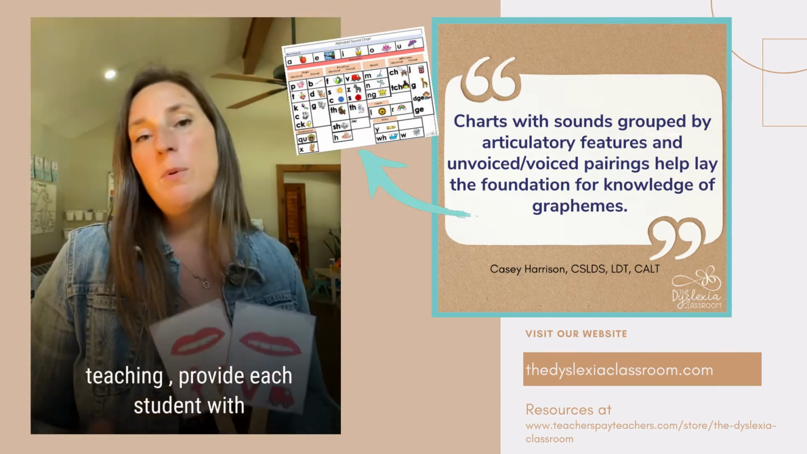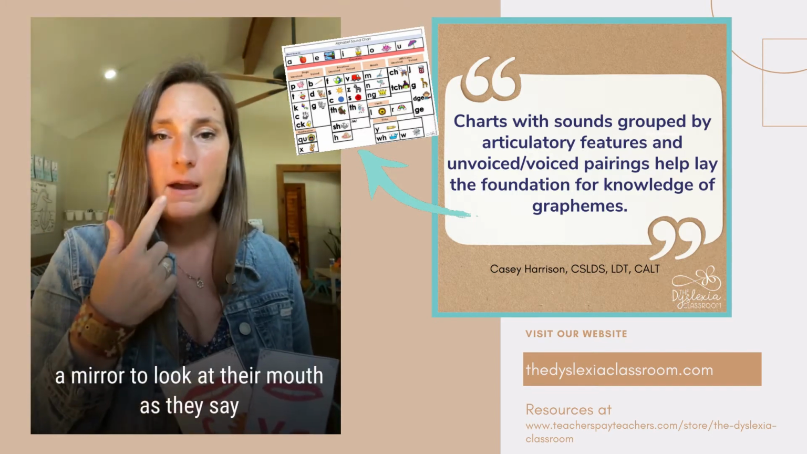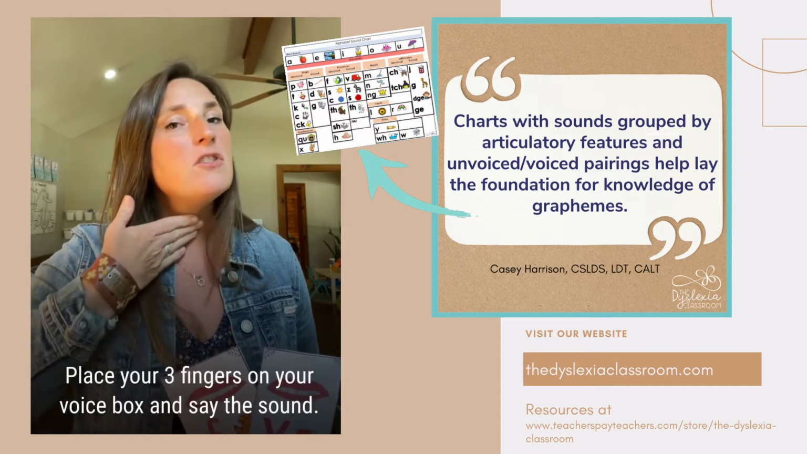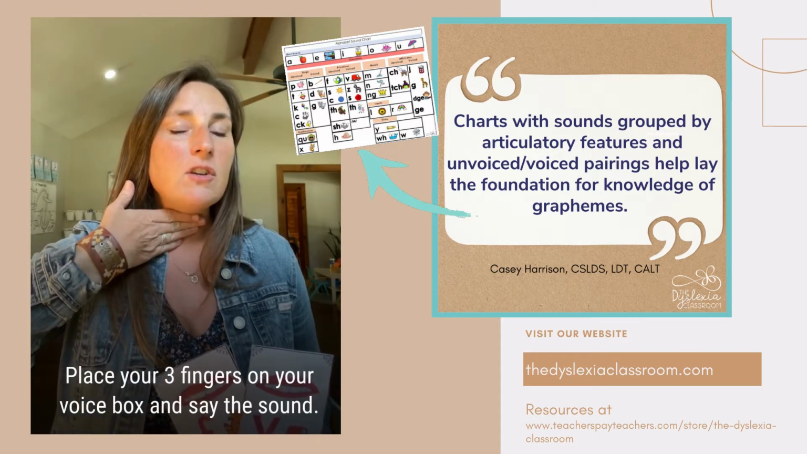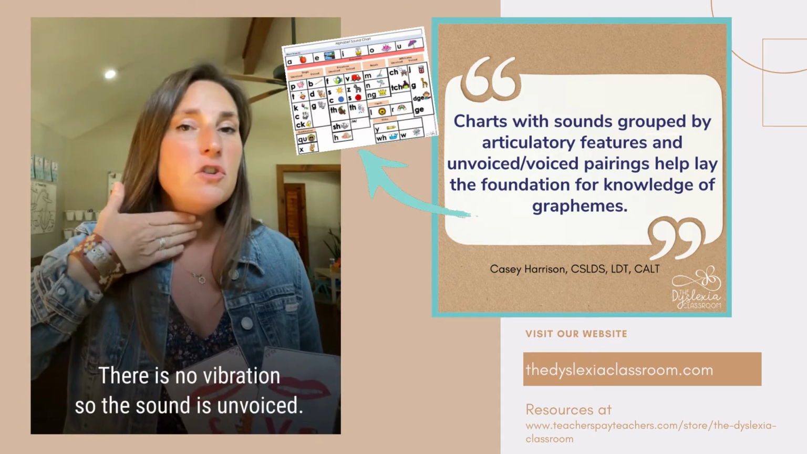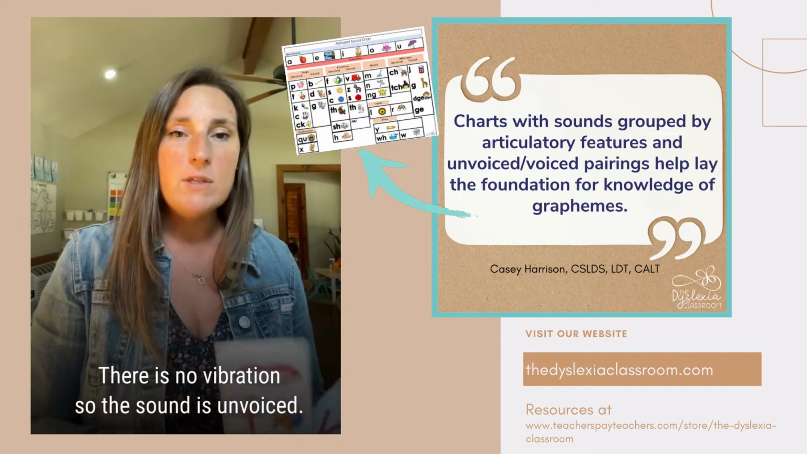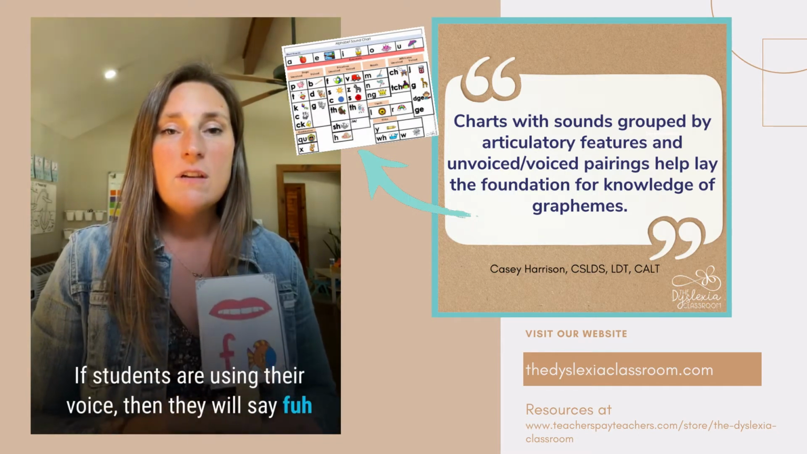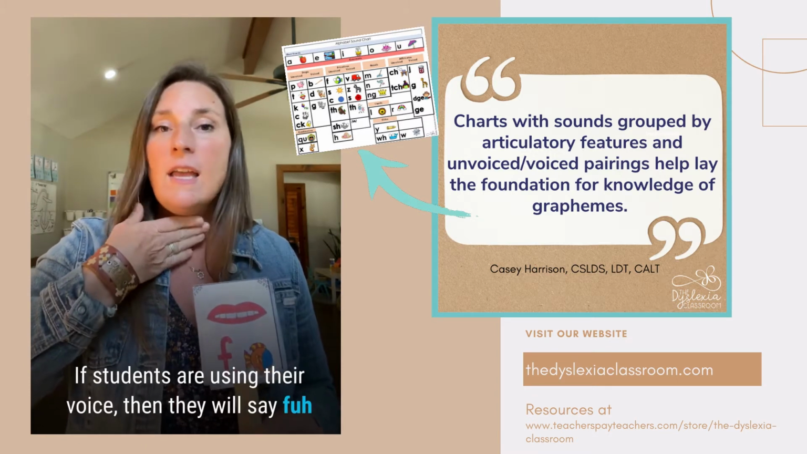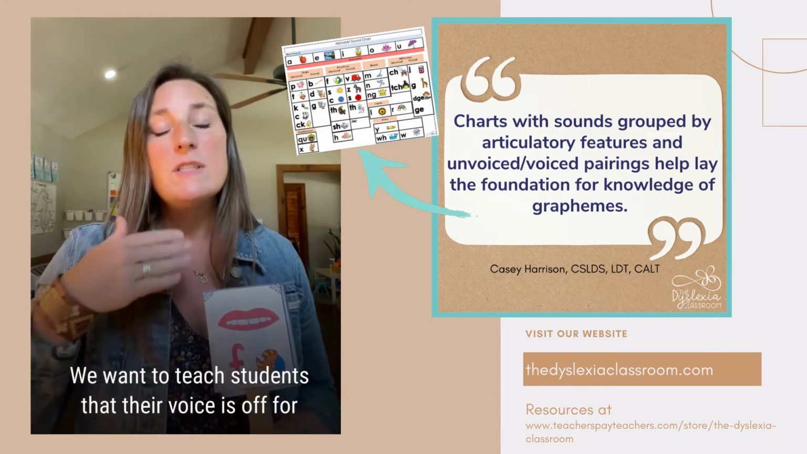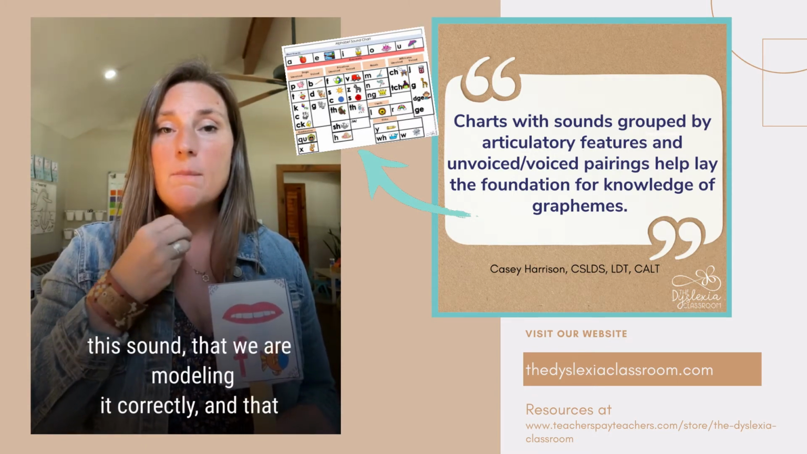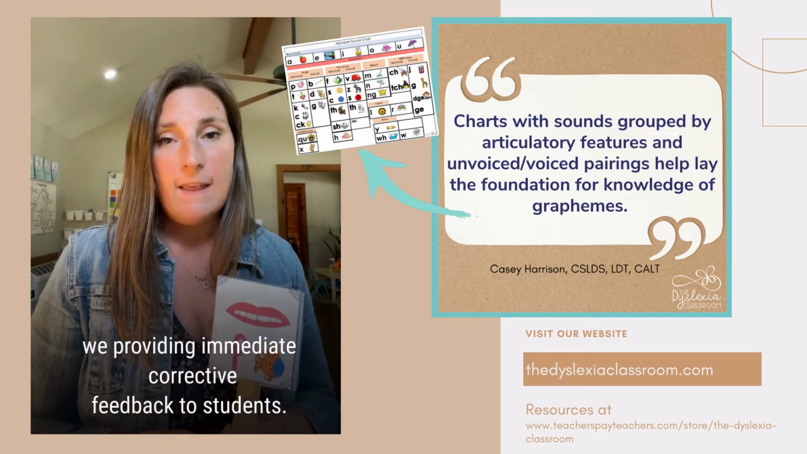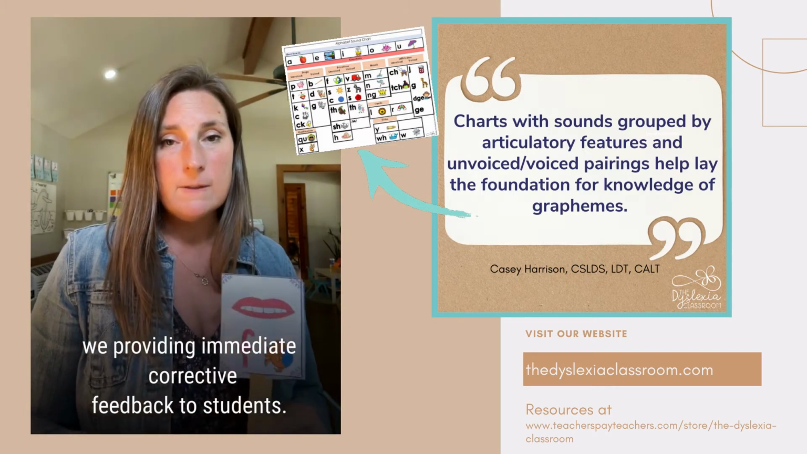When we're teaching, we want to provide a student with a mirror so they can look at their mouth as they say it. You'll place your 3 fingers on your voice box and you can say the sound. And there's no vibration, so this is an unvoiced sound. If students are using their voice, they're going to say f. And we want to teach the students that their voice is off for this sound, that we are modeling it correctly and that we're providing that immediate corrective feedback for our students.